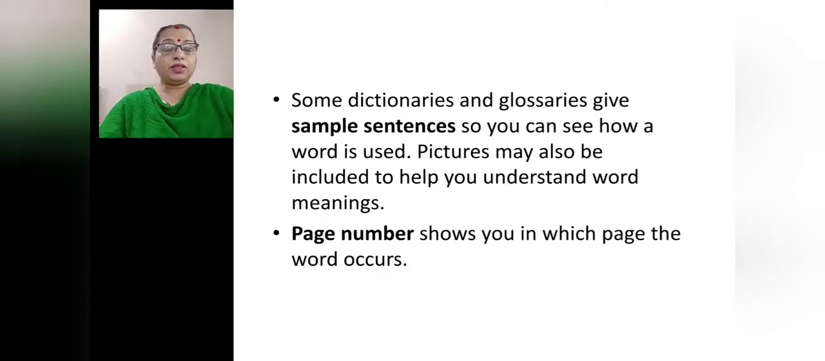Next important thing is sample sentences. In dictionaries, you will find sample sentences given. You will understand how the particular word can be used in a sentence.